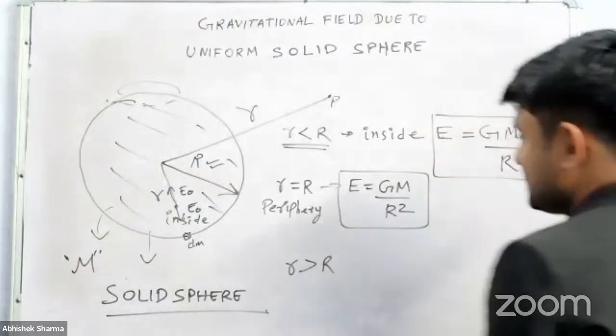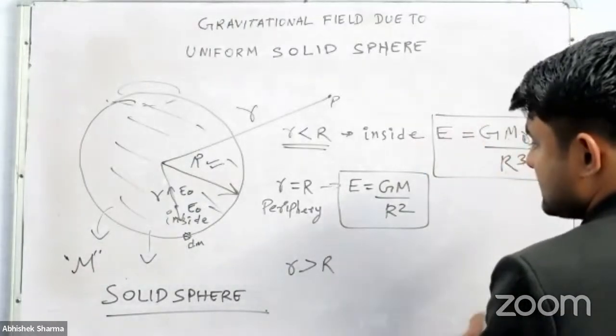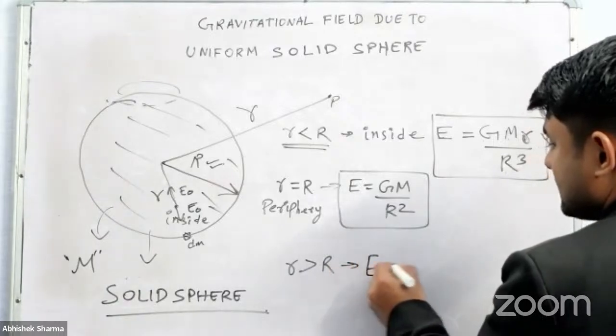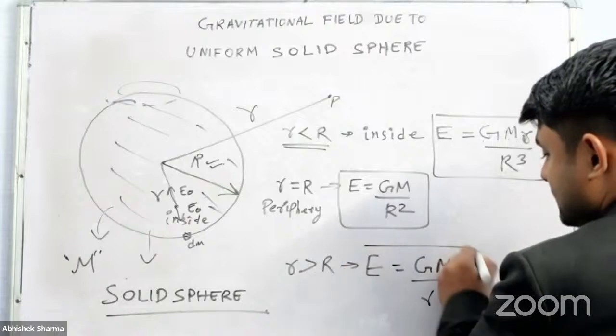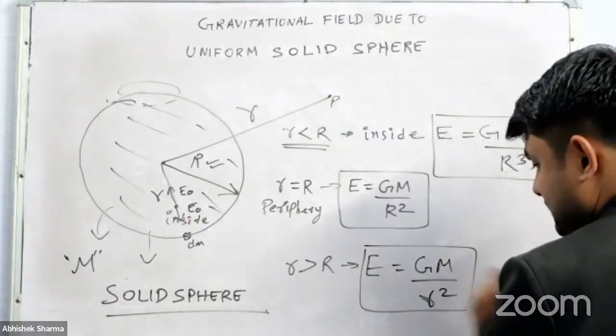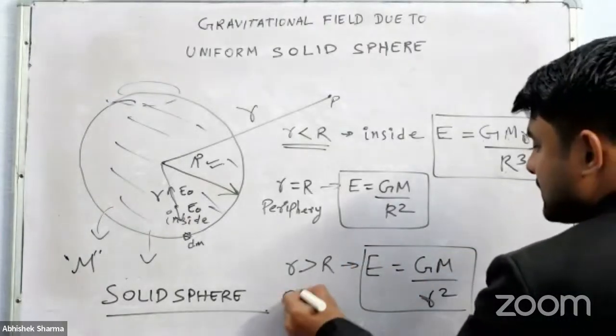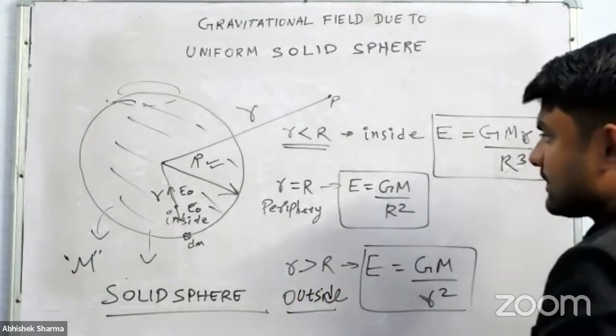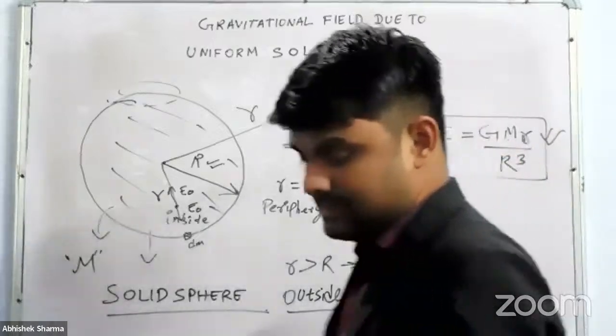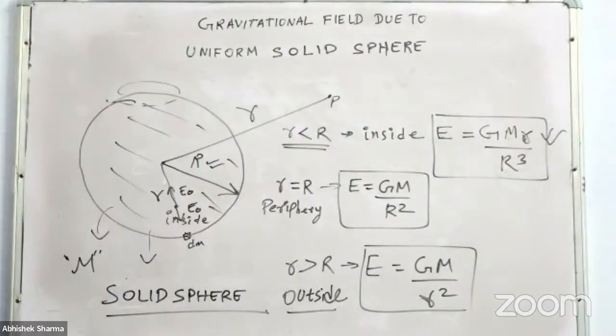So we'll say here, this is G M upon r square. And this is for the outside point. Okay. Please note it down.